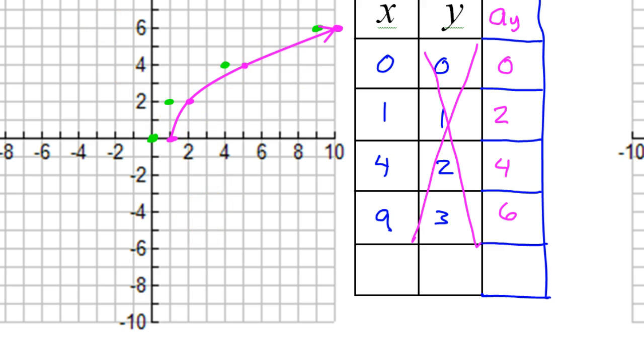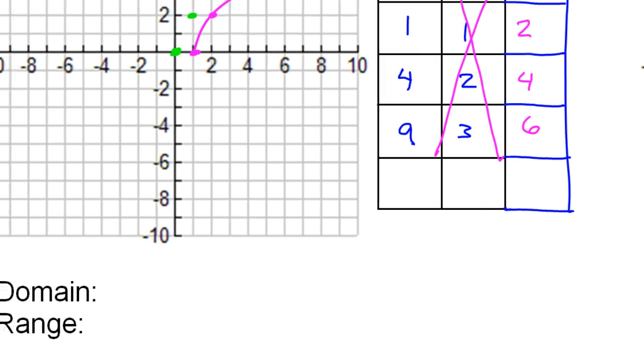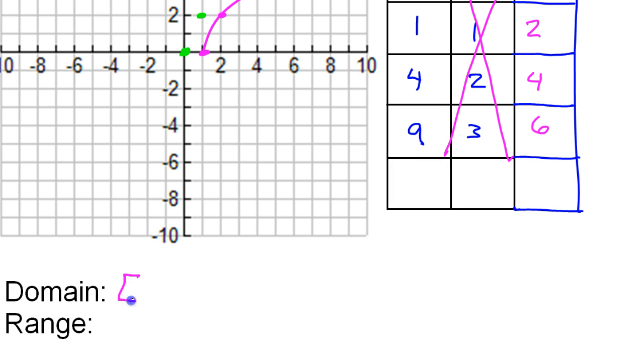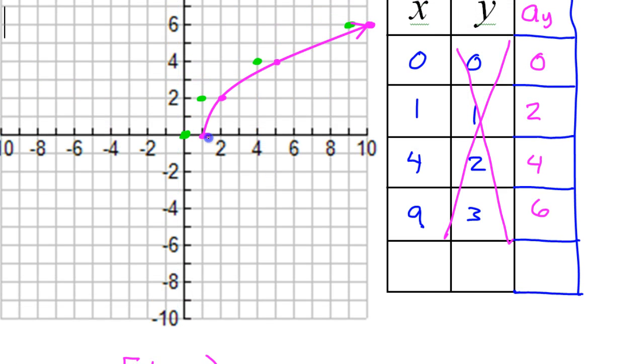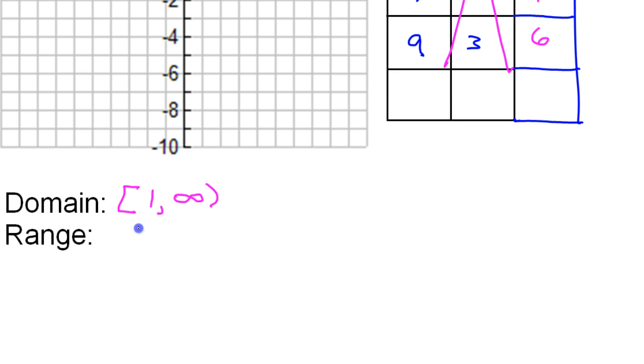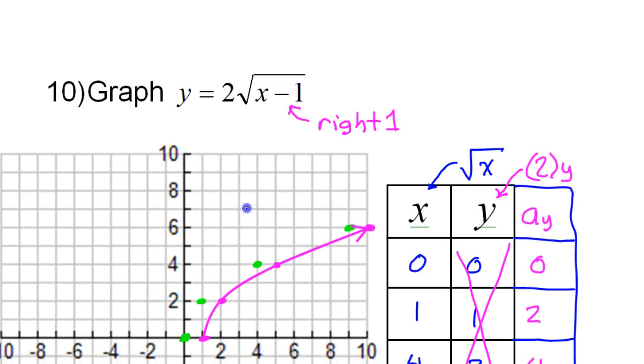Now, let's talk domain and range. For the domain is the x values, which go from 1 to infinity. So the domain will be from 1 to infinity, like this, with a bracket, because it touches 1, 1 is included. Now the range, that's the y values. The lowest y value here is 0, because it's on the axis. So 0 to infinity would be the range. Alright, so that is it for problem number 10.